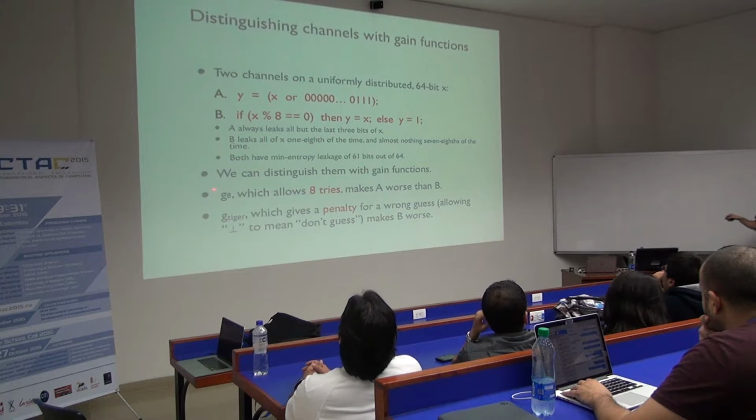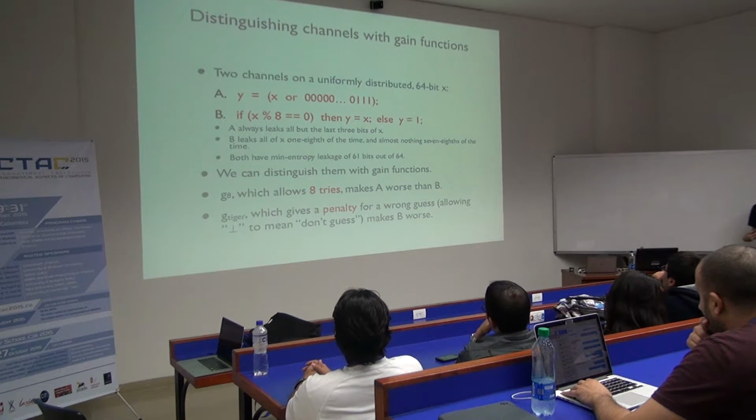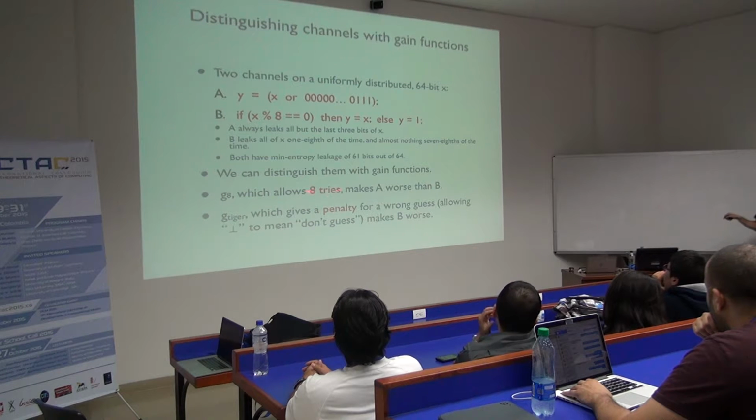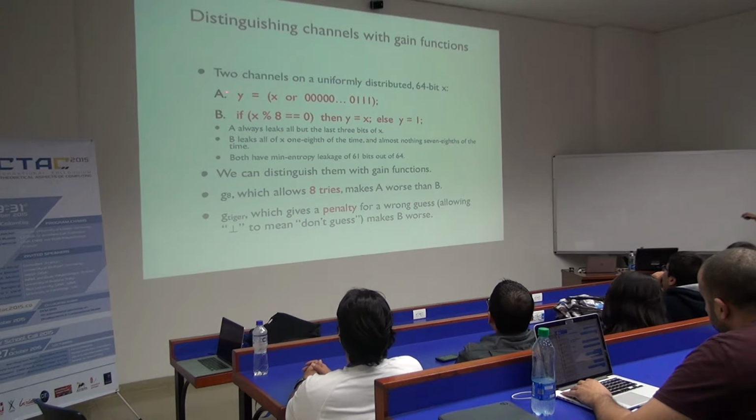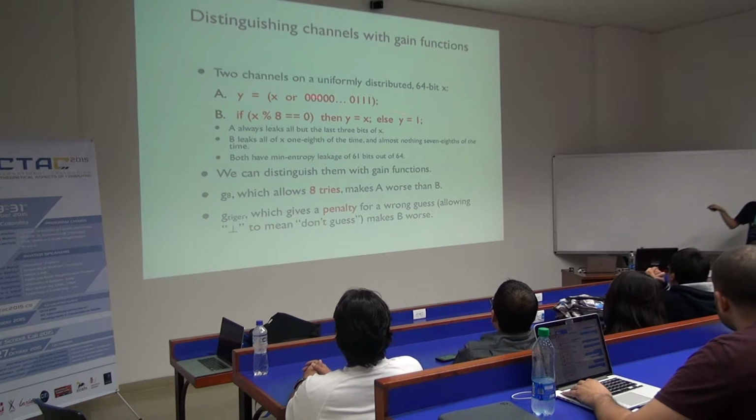So the first gain function here allows 8 tries. Alright? So in the first gain function, I just have 8 tries that I can make about my system. Alright? And then with a little bit of spinning, you will see that if I have 8 tries, so I make 8 guesses, and if the secret is in any one of these 8 guesses, then I gain 1, otherwise I gain 0. Alright? So now under this gain function, this channel essentially leaks everything. So has perfect leakage.